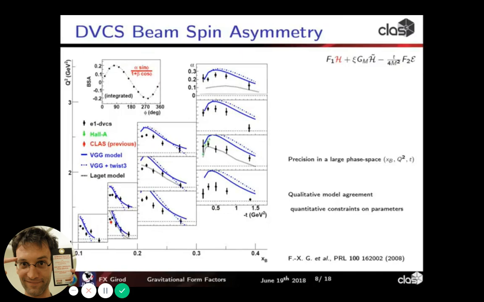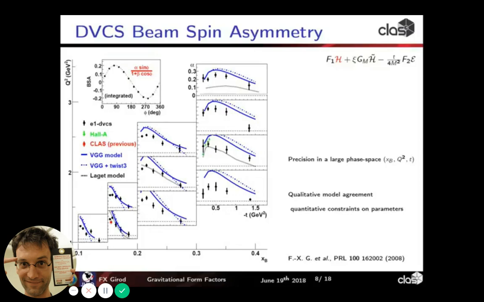Okay, so now I go to results that were published in 2008 from CLAS for the beam spin asymmetry again. This is mostly sensitive to the GPD H. And you can see here in the inset, integrated over the entire phase space, the characteristic shape that I was telling you about, this alpha sine phi divided by 1 plus beta cosine phi. There are actual error bars on those points, but they are invisible at this scale.